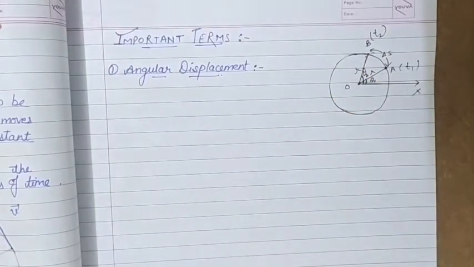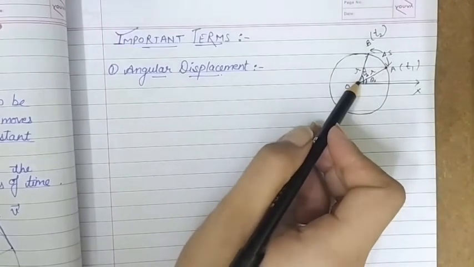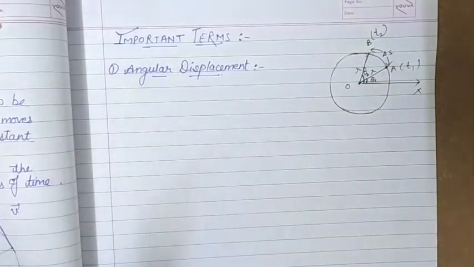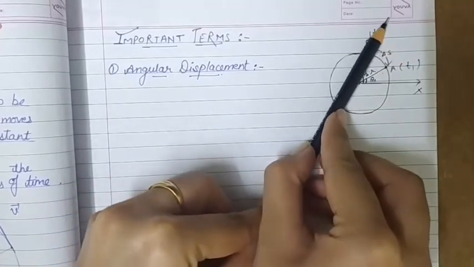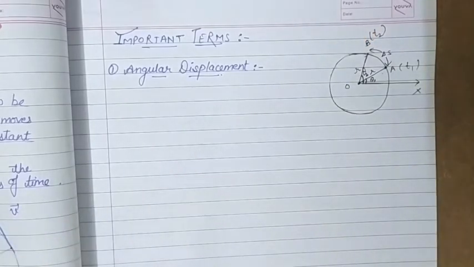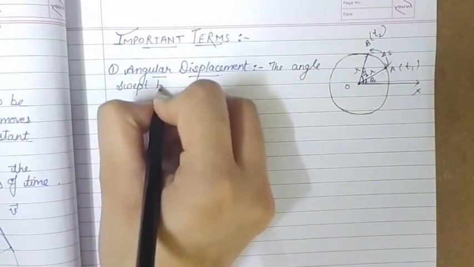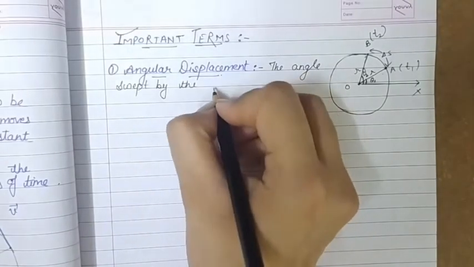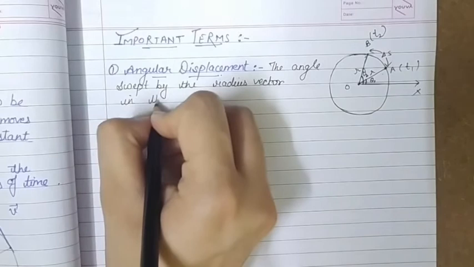So now angular displacement of a particle that moves along this circular path is actually equal to the angle that is swept by its radius vector. So this is the radius vector and it swept from position A to position B like this. So its angle changed, and because of this change of angle, that change in angle is called angular displacement. So we can define angular displacement as the angle swept by the radius vector in the given time.